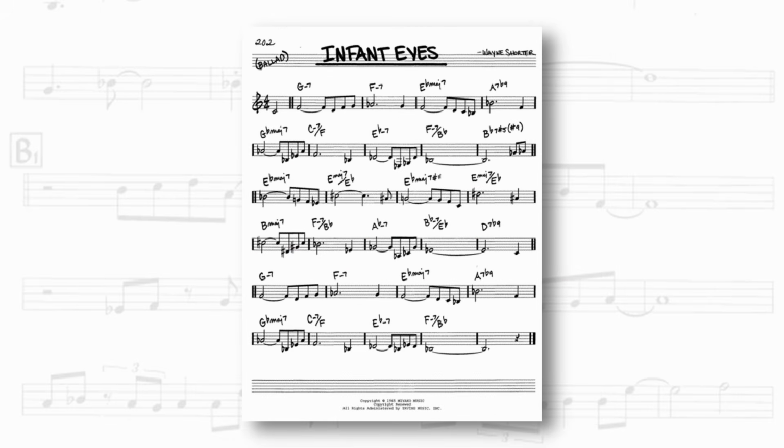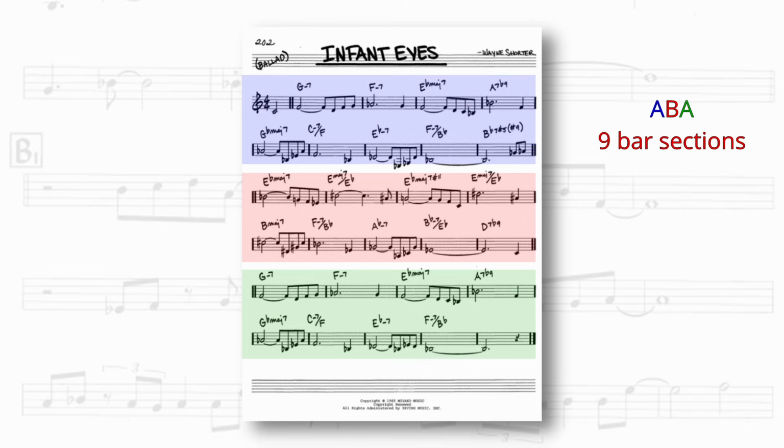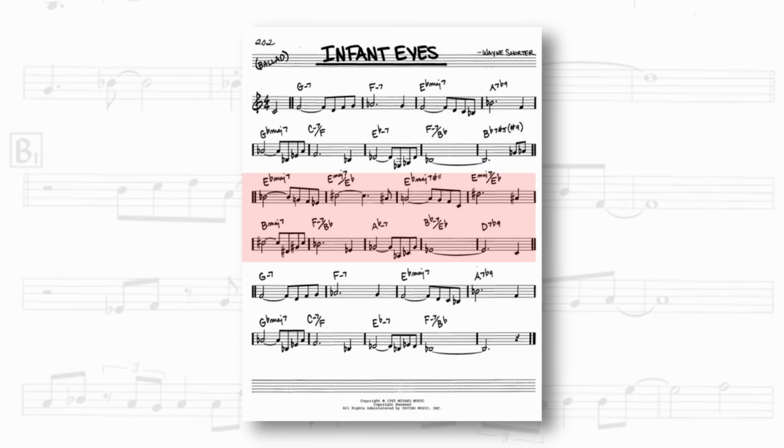Infant Eyes by Wayne Shorter is an interesting one, as it has repeated sections like a standard might, and in this case it's an ABA with 9-bar sections. But the B section is clearly the climax as the pitches are higher. Like in Dolphin Dance, there are really clear thematic ideas. A scale going down followed by a leap upwards, and an arpeggio or fourths leaping upwards followed by a leap of a third down.